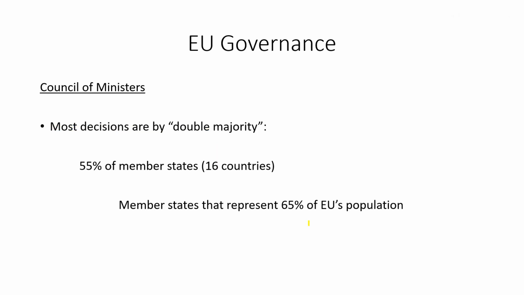Also, in the Council of Ministers, a lot of decisions are made by what is called a double majority, where in order for a policy to pass, 55% of member states have to go for it, as well as 65% of the EU's population would have to agree to it as well.